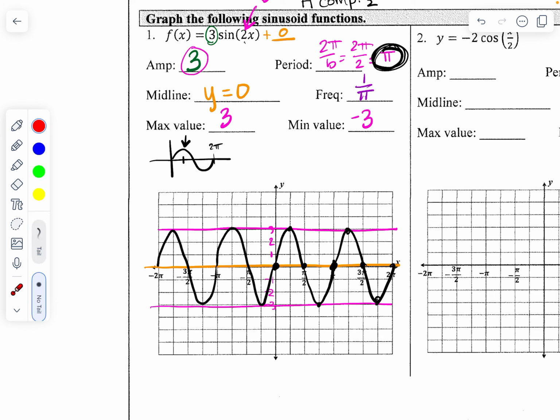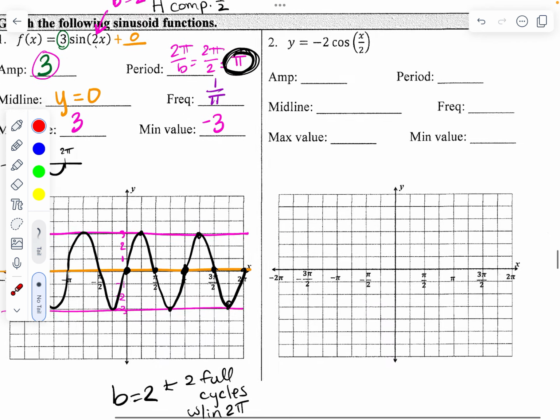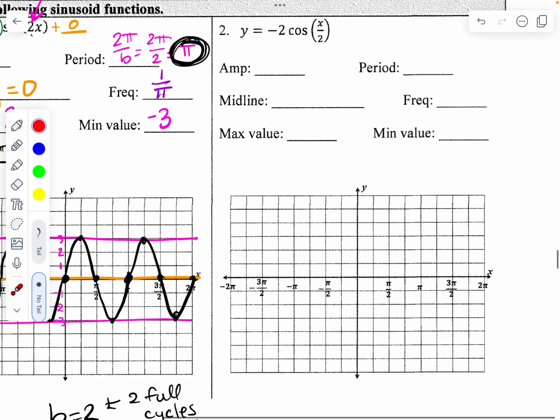Okay, and if I want to really look at this, knowing that the period is pi, we can see from here to here is 1 full cycle of pi, but we also know if b, we said was 2, this tells me there are 2 full cycles within a normal 2 pi. And so if I look at that, here's a normal 2 pi, I can see it happens 1, 2 full times. That tells me that b is 2, that in a typical sine wave, we actually have 2 full cycles of it. All right, let's look at this one.